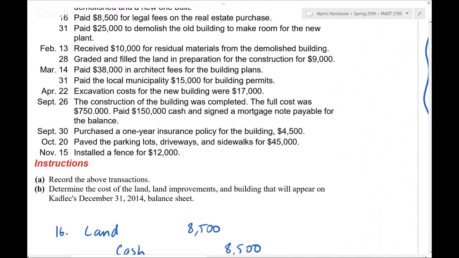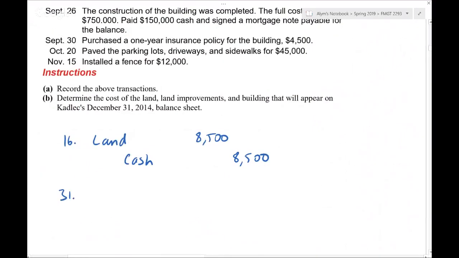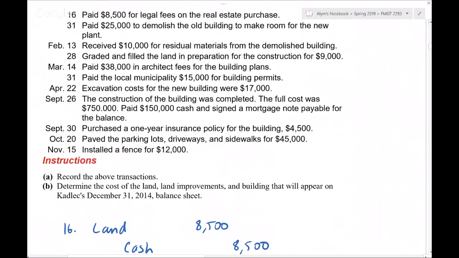On the 31st, we paid $25,000 to demolish the old building to make room for the new plant. Well, guess what? On the 31st, we also debit land and credit cash. Okay, on February the 13th, what happens? We received $10,000 for residual materials from the demolished building.